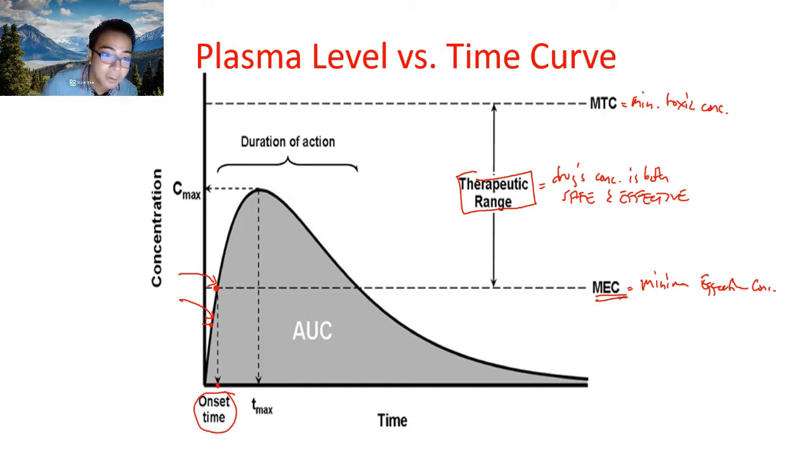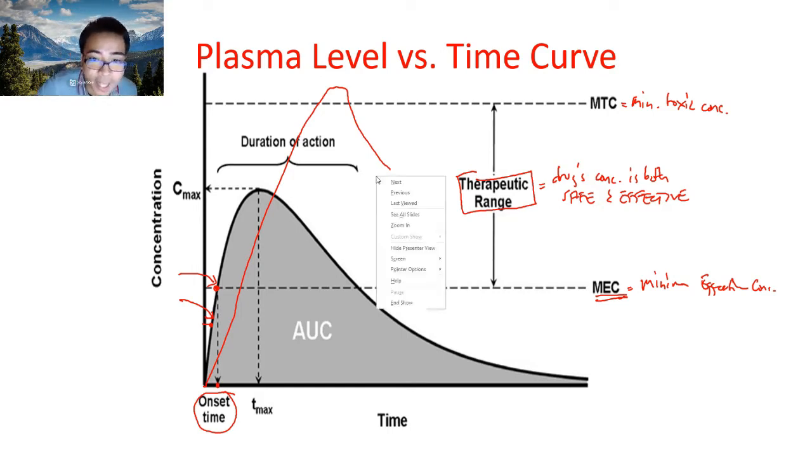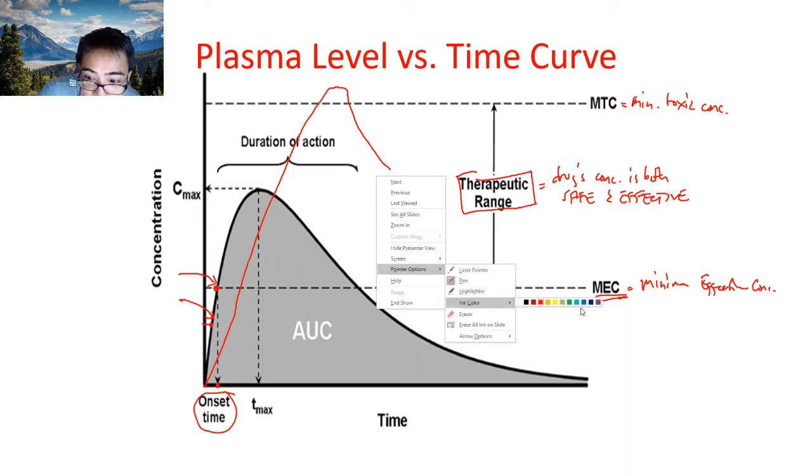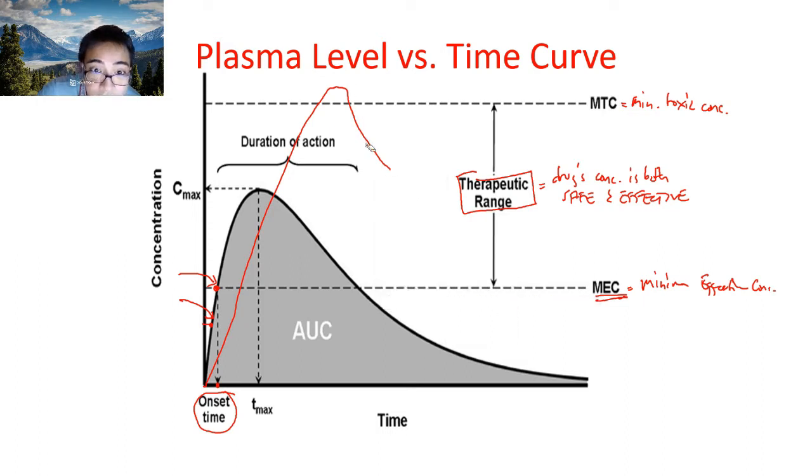Now, what if class ito yung itsura ng curve ko? Anong masasabi ko sa curve na to? Toxic. Very good. Most likely class, the drug will start to create toxic effects because na-reach ko ang minimum toxic concentration. So again class, ang goal natin lagi is to keep the plasma concentration within the therapeutic range.